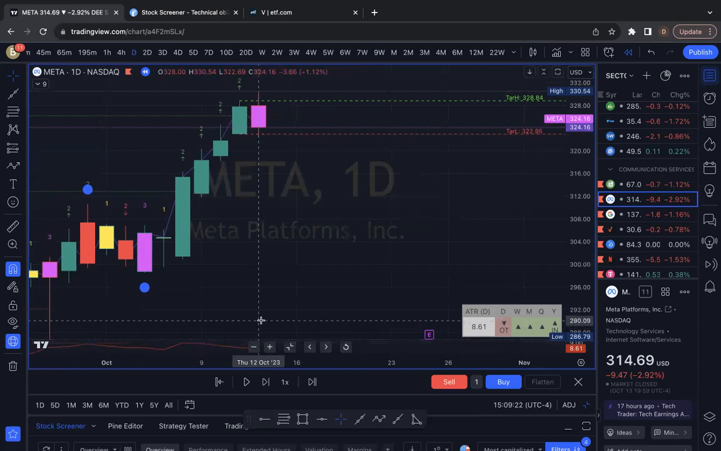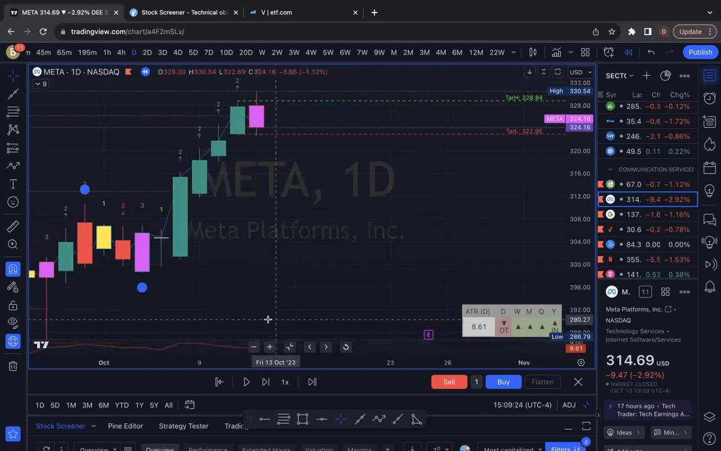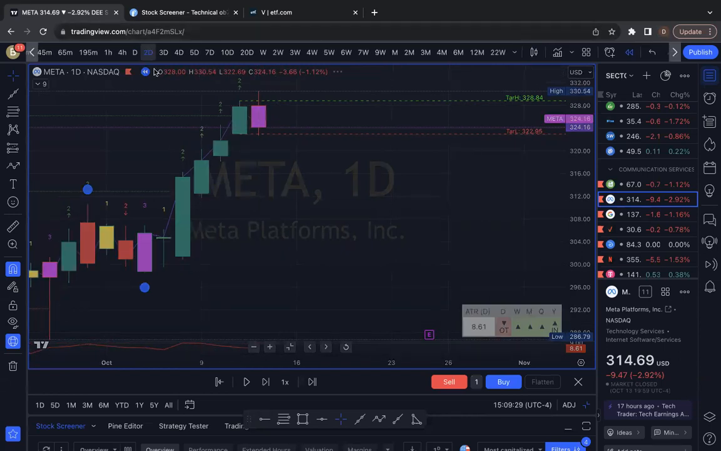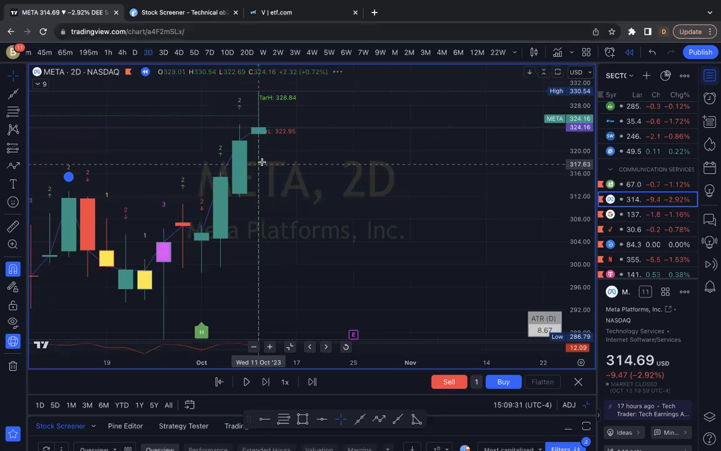If I go to the right of this candle, it says Friday, 13th of October. If I go to a 2-day chart, it says Wednesday, 11th. That's saying that this candle opened on Wednesday, 11th. If I go to the right of this candle, that's saying this candle opens Friday the 13th. So that helps you when you're looking at these hybrid time frames. That helps you know when that next candle is opening.